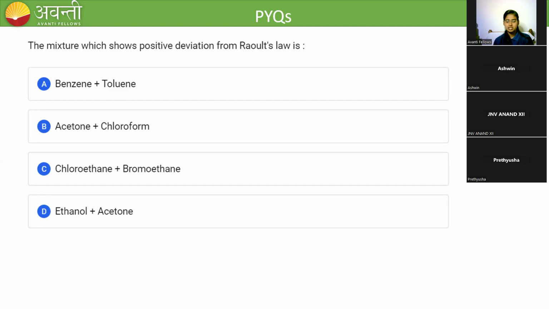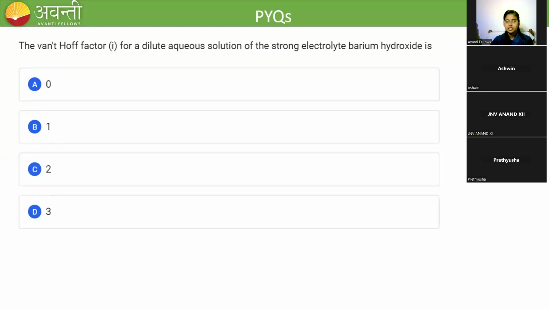Option A, B, C, D. Which is the correct one? Try for it. Try for it. Very good, Ashwin. Very good. Great. Option D is the correct answer. So the example is ethanol and acetone. Very good. Let me move on to the next question.